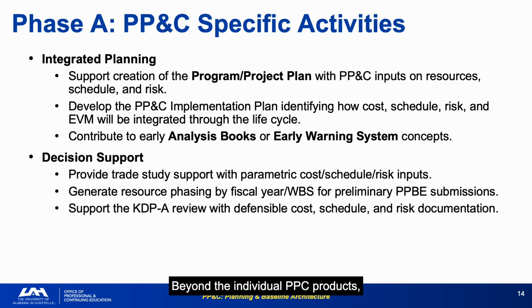Beyond the individual PP&C products, Phase A requires an integrated PP&C implementation plan, a document that defines how cost, schedule, risk, and EVM will work together throughout the life cycle. The key concept here is strategic partner. The PP&C team is not producing paperwork. It is making the decisions about how the project will be measured and reported for the next 4 to 10 years. KDPA requires defensible cost, schedule, and risk documentation, not finished products, but documented assumptions with clear rationale. The review board needs to trust the process, not just the numbers.